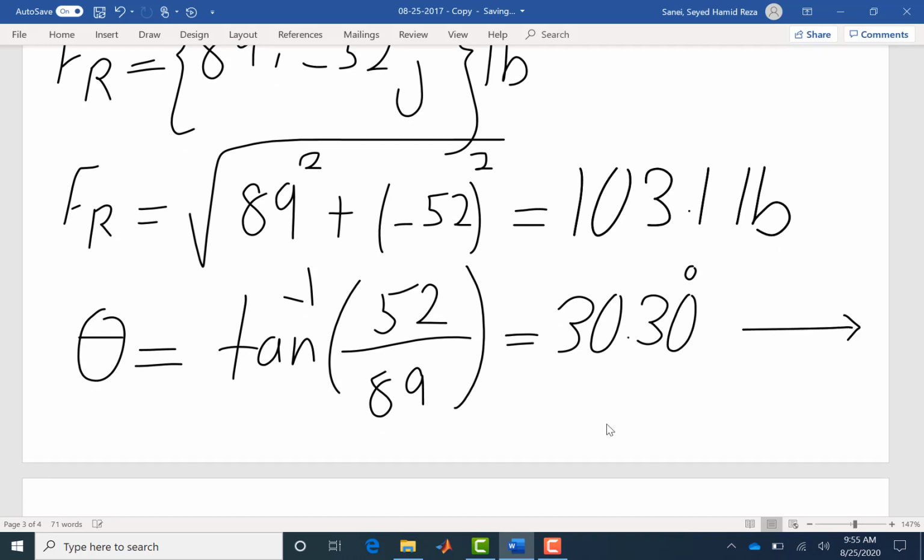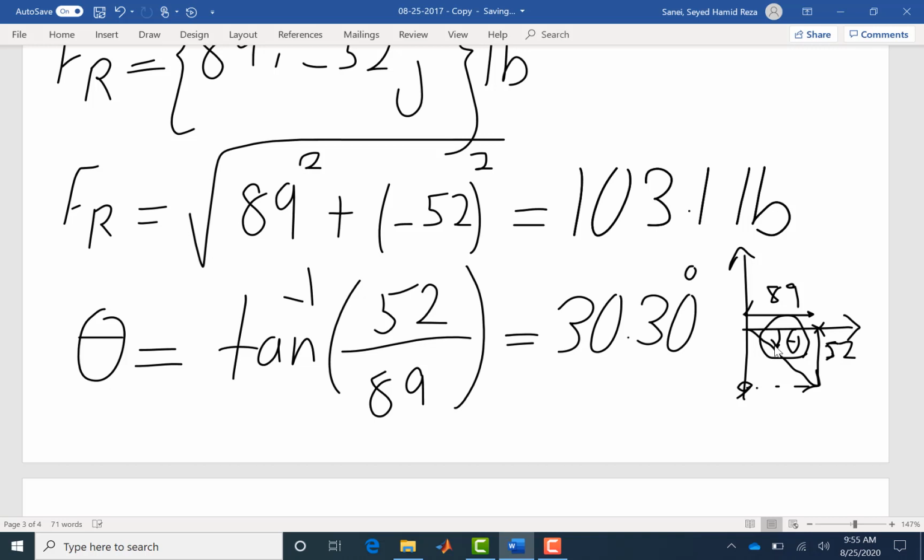Let's talk about the angle a little bit here. If you have x and y here, then the y component is negative and the x component is positive. So it means that our resultant vector is somewhere here. It has a negative component of y, it has a positive component of x. If I just write the symbols here, tangent inverse of 52, this is 52, and here would be 89. I find this angle, theta, 52 over 89, clockwise from the positive x-axis.